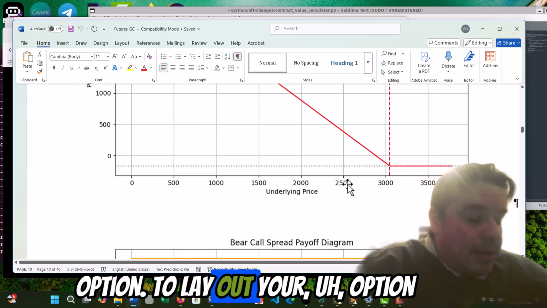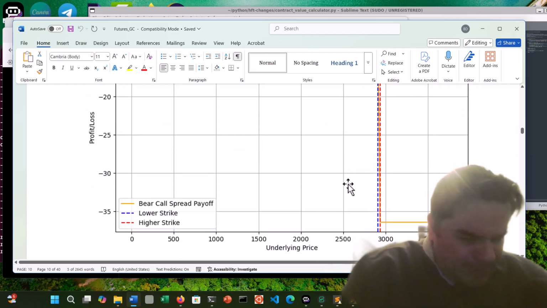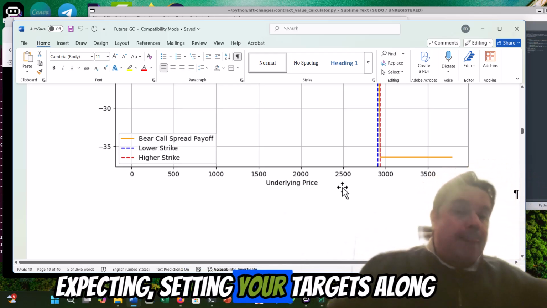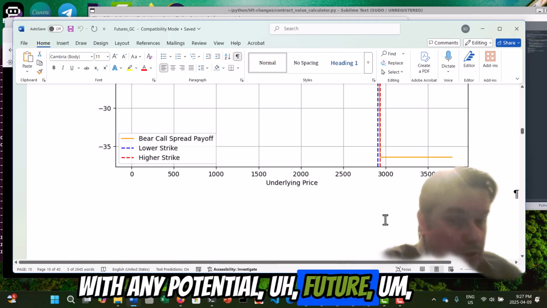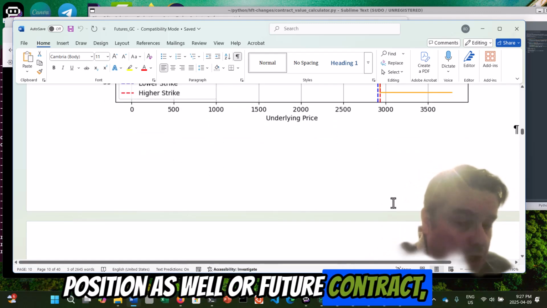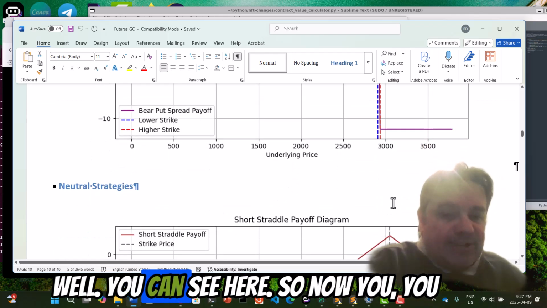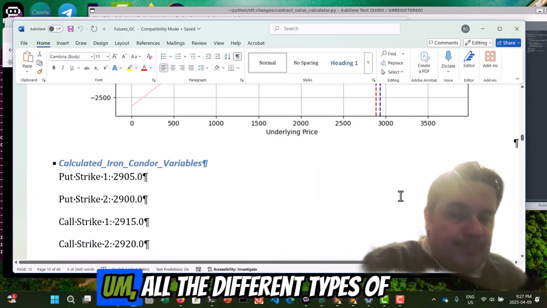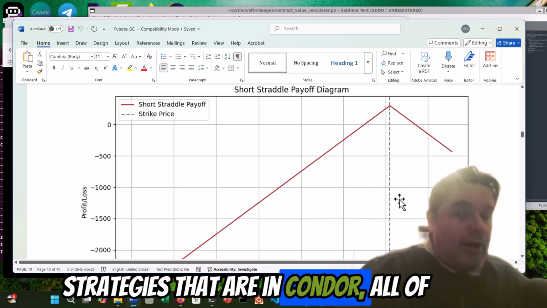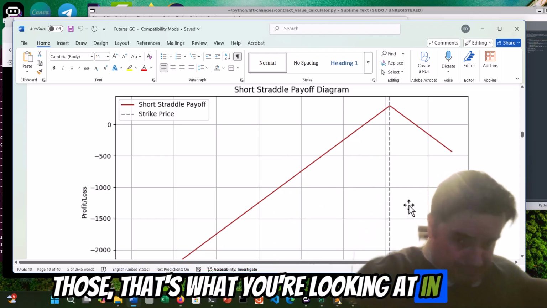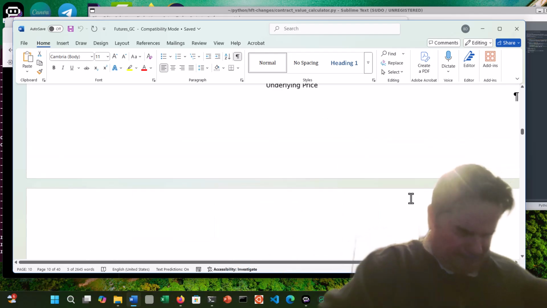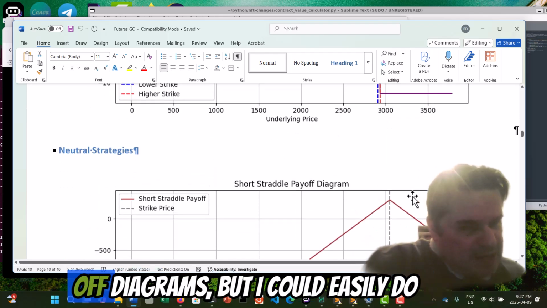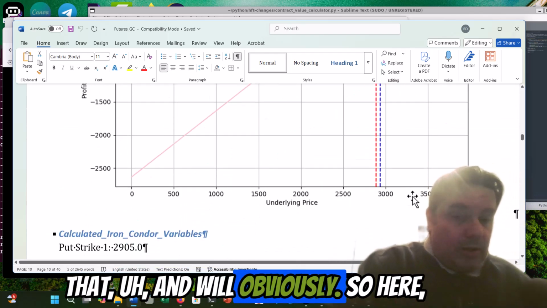That's an option to lay out your option trade, as you lay out the position of the option trade, the parameters that you're expecting, setting your targets, along with any potential futures position as well, the amount of futures contracts as well. You can see here, so now you have a neutral strategy. You also have all the different types of strategies, iron condor, all of those. That's what you're looking at in this section here. That's how powerful this section is. I just don't specifically label those strategies in these payoff diagrams, but I could easily do that and will, obviously.